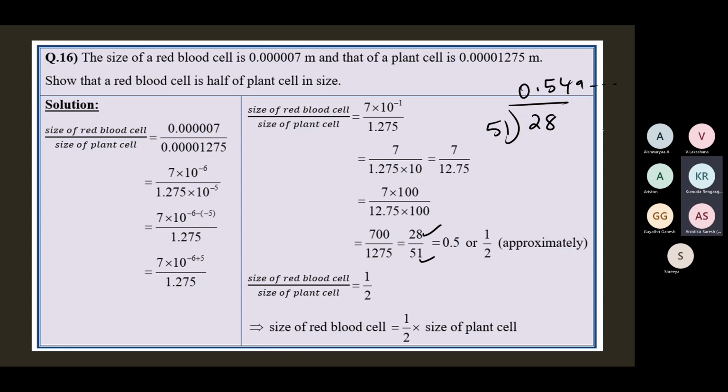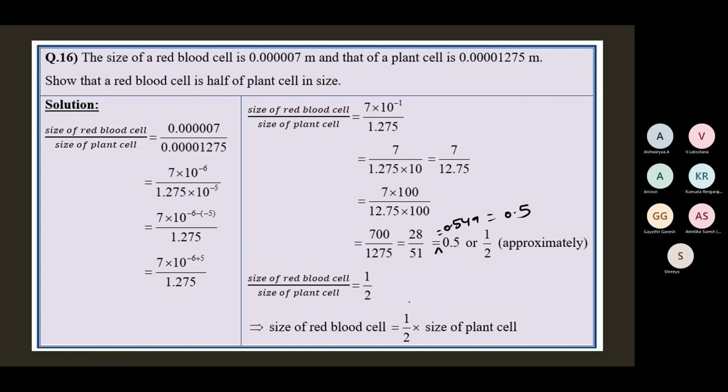Ma'am, you have only taken it to one place. So you have told 0.5 or 1/2 approximately. Yeah, that's because we need to get half and we already got it here. 0.5 is half. So I stopped there. You can perhaps perform the division and show that 0.549 is approximately 0.5. You can maybe include that. I started with 0.5 because 0.5 is half.